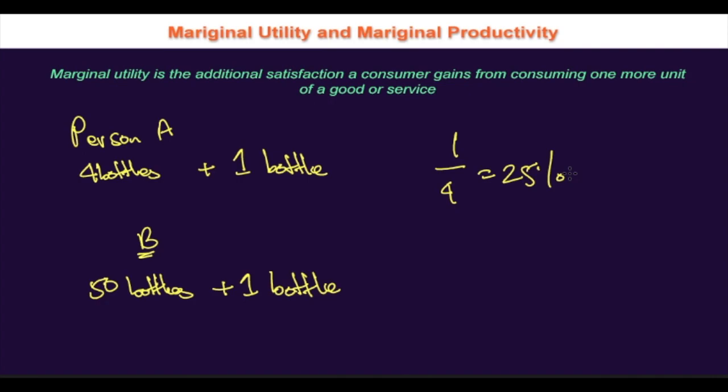The second person B gains far less utility from purchasing the 51st bottle of water precisely because its proportion to the total is so low. So the 51st bottle divided by the total number it had before will be 2%. So the 51st bottle of water increases the total water by only 2%. As a person purchases more and more of a product, the marginal utility to the buyer gets lower and lower until it reaches a point where the buyer has zero need for any additional units of the good or service.